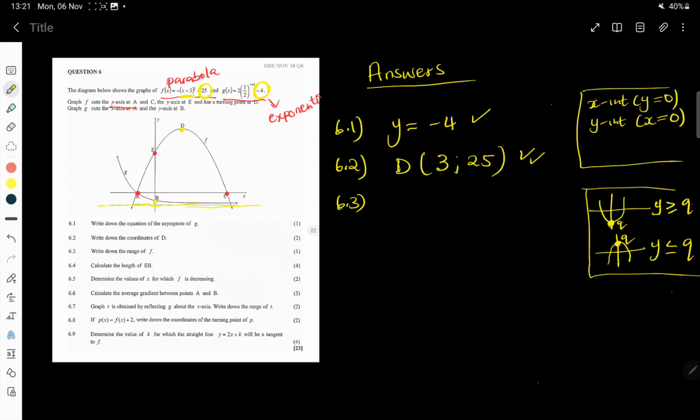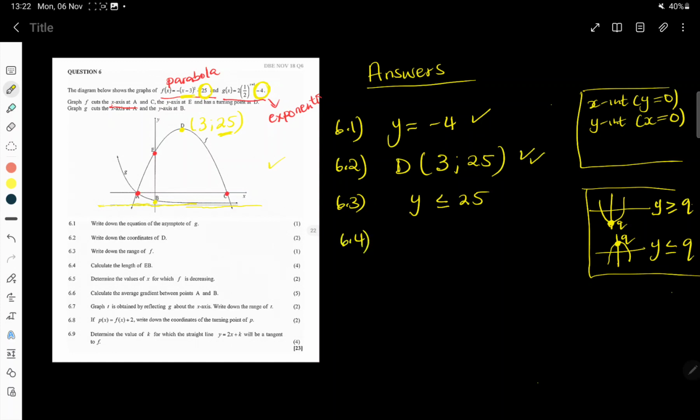So in this case, in the question, we have a maximum. So it means that your y must be less or equals to the q value. The maximum value there, the y value is 25. Remember, the coordinates of D is 3 is to 25. So you take the y value of the turning point, so 25.